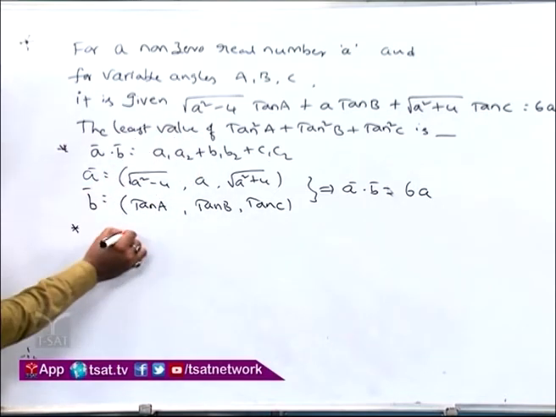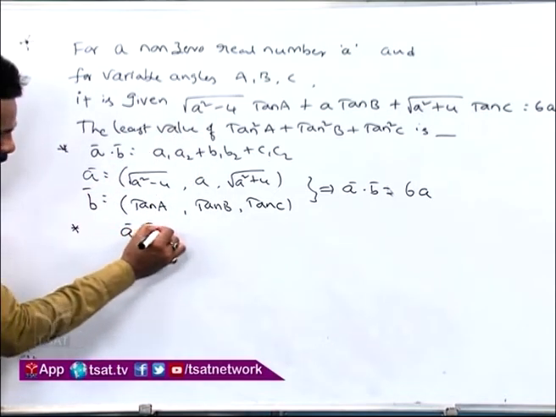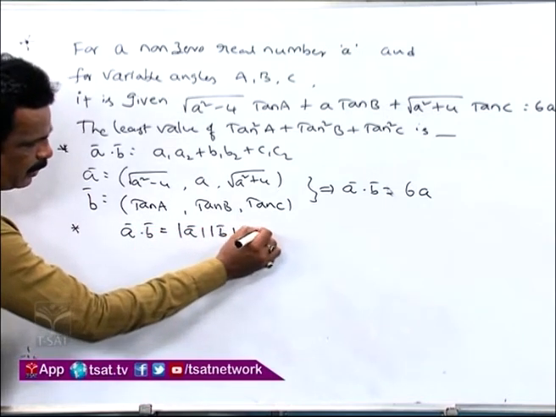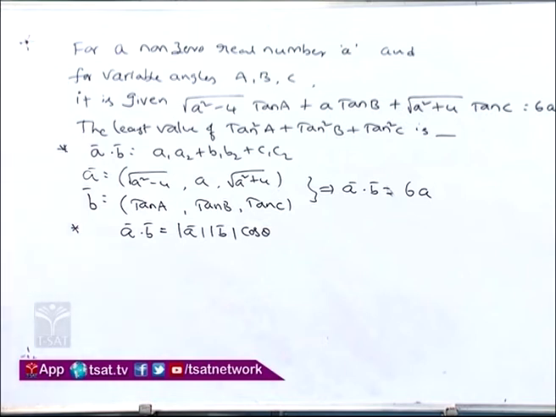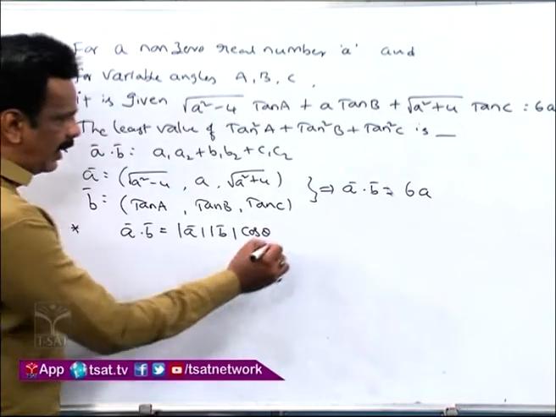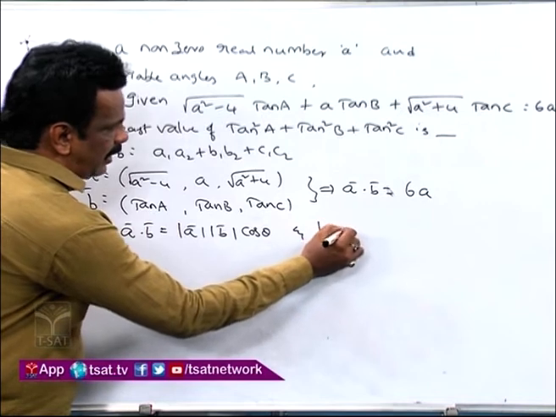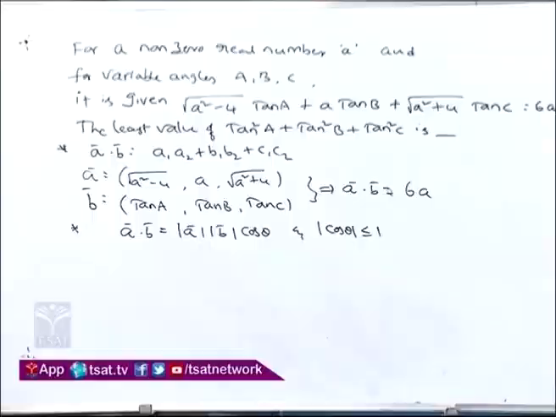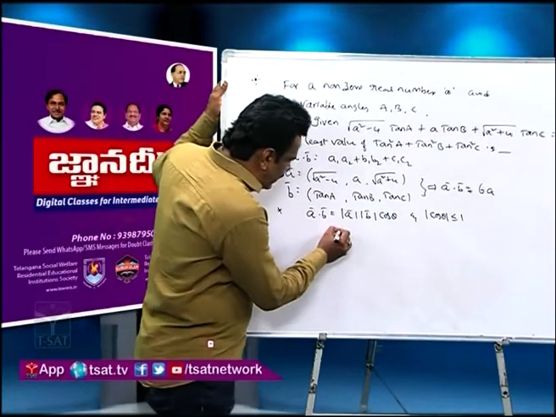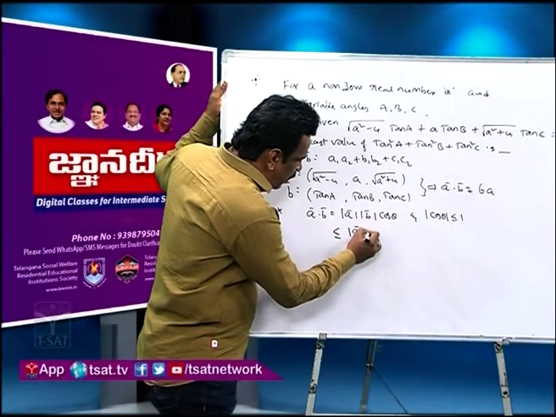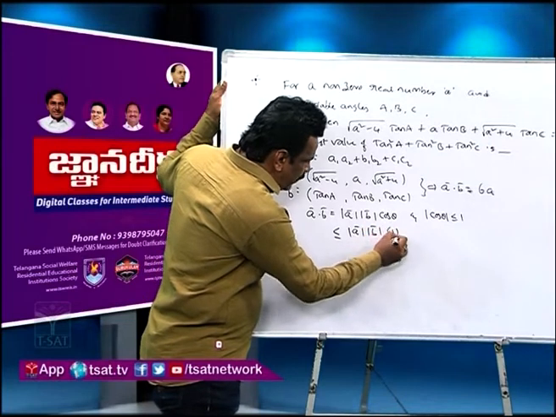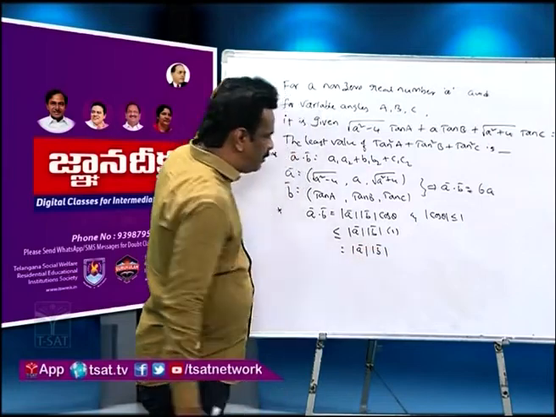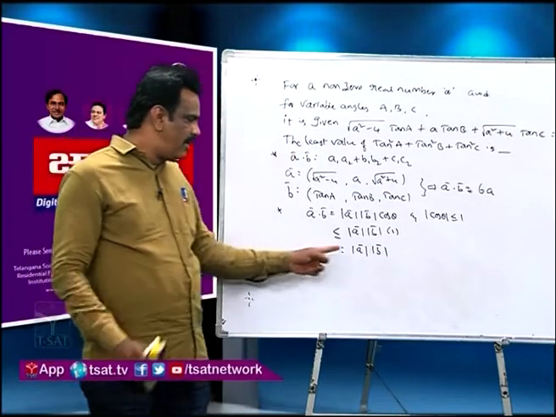So here a bar dot b bar, if you take, is mod a bar into mod b bar into cos theta, where theta is the angle between the vectors a bar and b bar, and you remember cos theta is less than or equal to 1, meaning the maximum value of cos theta is 1, it cannot exceed 1. Hence we can say it is less than or equal to mod a into mod b into 1, or mod a bar into mod b bar. Why should I discuss this mod a bar mod b bar concept?